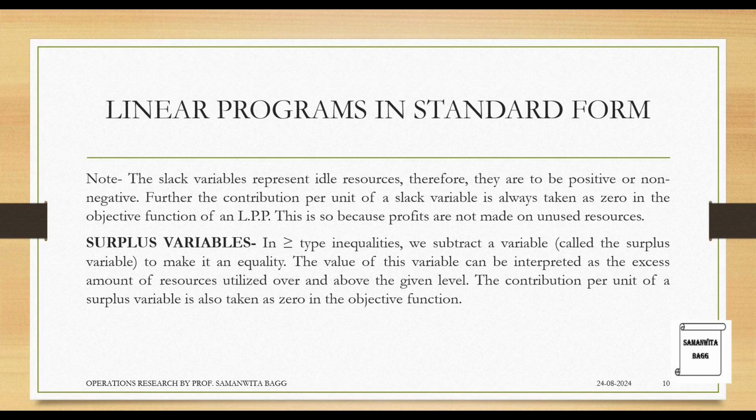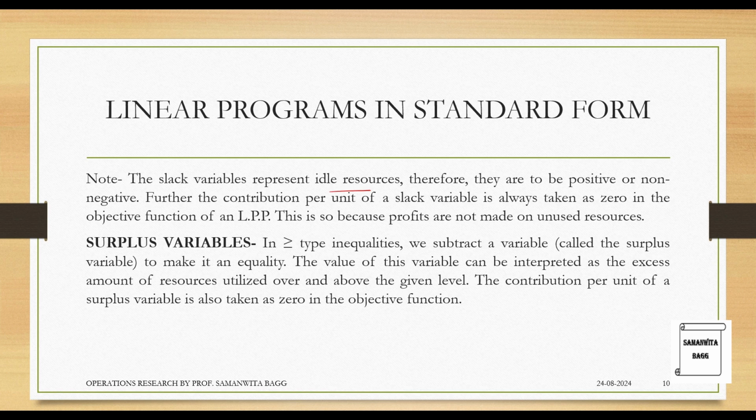Now we need to note something, that the slack variables represent idle resources. Therefore, they are to be positive or non-negative. Further, the contribution per unit of a slack variable is always taken as 0 in the objective function of an LPP. This is so because profits are not made on unused resources. Since this is an idle resource, we are not going to really add it into the problem.